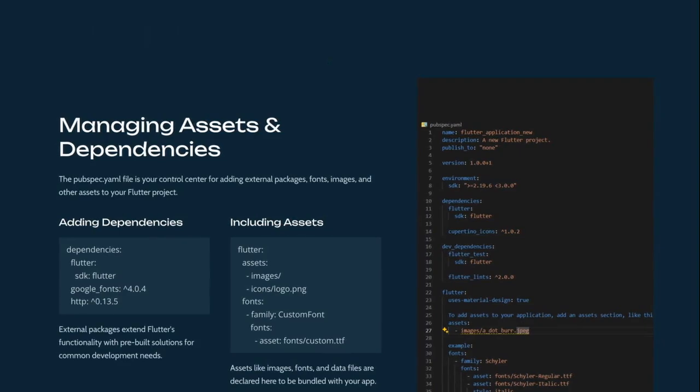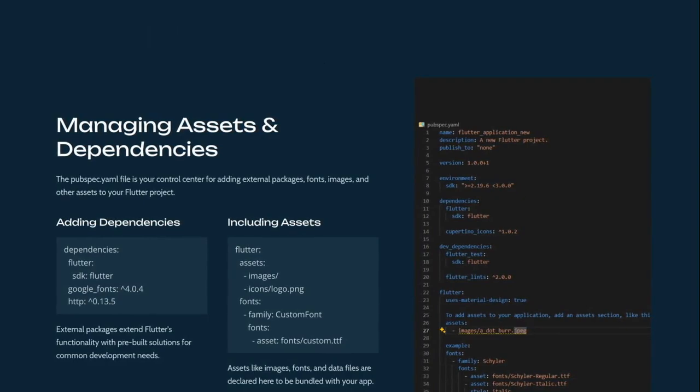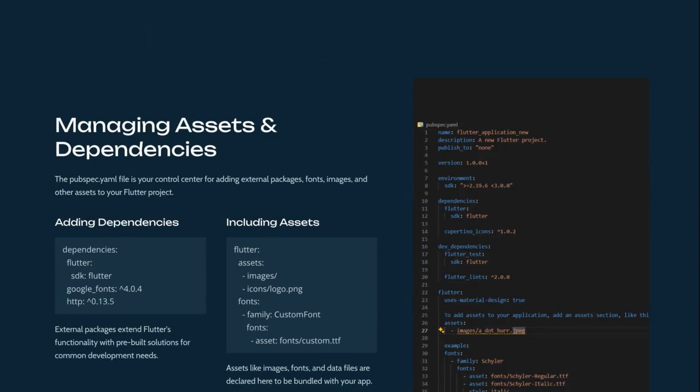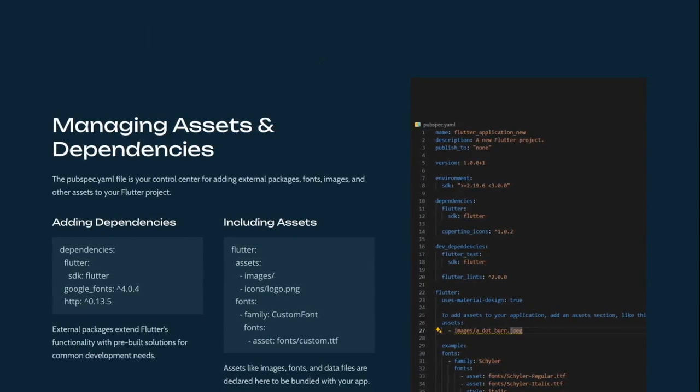The pubspec.yaml file is your control center for adding external packages, fonts, images, and other assets to your Flutter project. External packages extend Flutter's functionality with pre-built solutions for common development needs, while assets like images, fonts, and data files are declared here for use by your app.